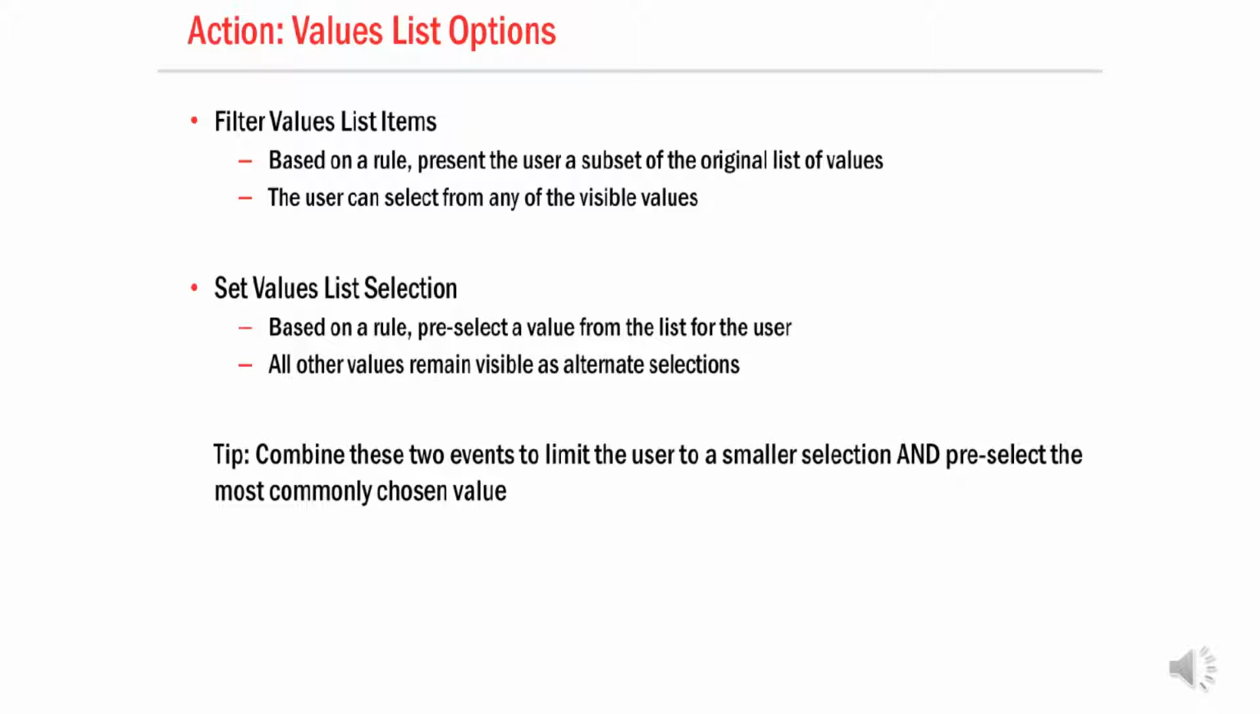A set values list selection action selects one or more specific values within a values list field. This action changes the default value in the field. This value can be edited by the user if needed. For example, if a values list field has the options yes, no and n/a, you can create a set values list selection action to automatically set the value in the field to yes. A calculated field cannot be the target of filter or set values list actions.